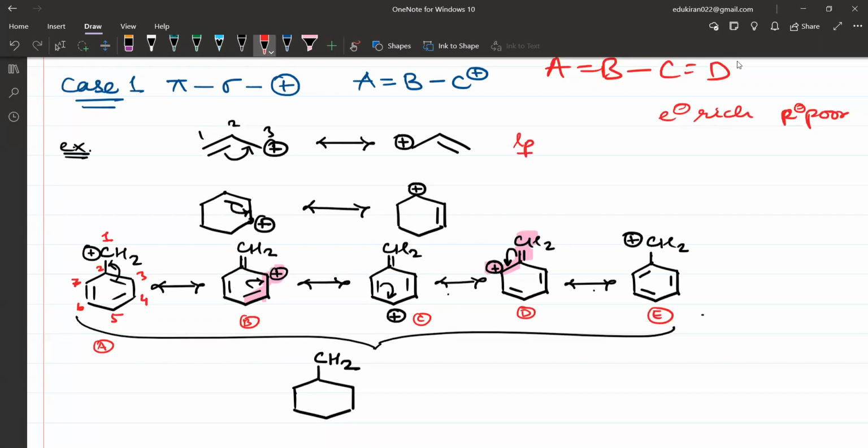कहीं पे lone pair दिख रहा है आपको? Can you see any lone pair here? No, lone pair नहीं है तो pi bond दिख रहा है. तो pi bond से फिर किस तरफ जाएगा बताइए? What is the electron poor side that you can find? The positive charge. So it is moving from the pi bond, and it is making another pi bond with this positive charge.